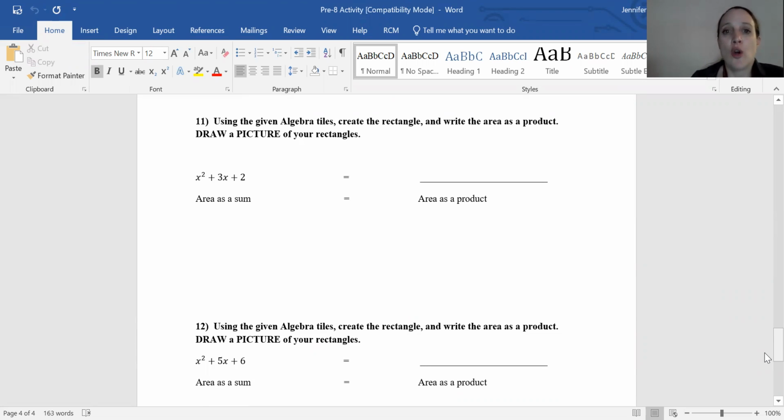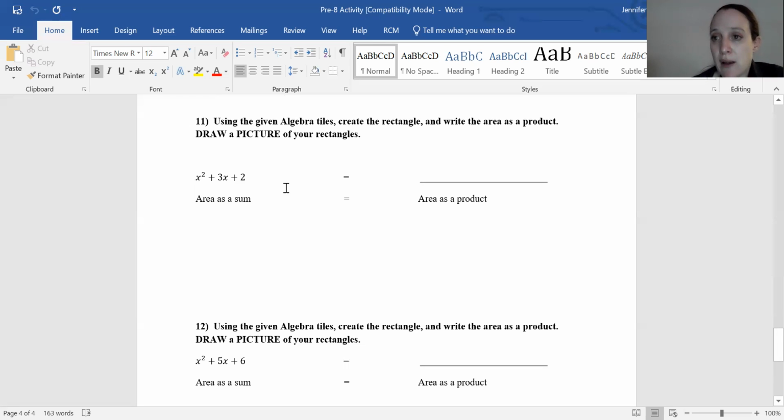All right. This go around is now you have to work backwards. Before we've kind of given you that rectangle and we've given you the dimensions, meaning we gave you the base and the height. But what happens if we give you the area as a sum? How are you going to find the area as a product? So meaning, how do you find the base and the height? So let's take a look at this first one.